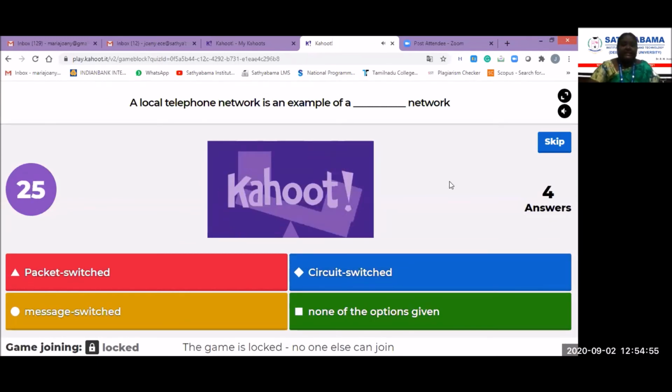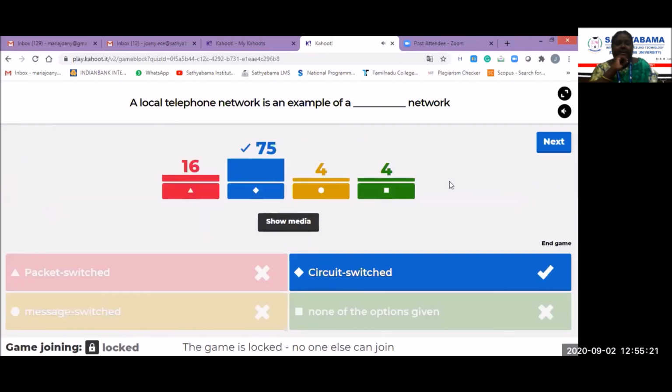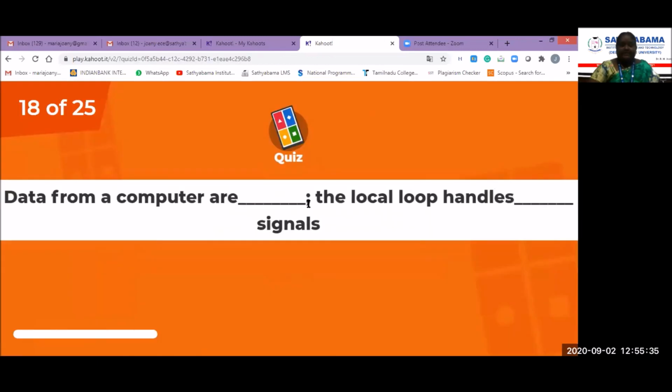whether it is going to be a circuit switched or packet switched. Circuit switched means physically it will be connected by means of wires, and the connection will be established. Now let us see how many of you are answering it correctly. Yes, it is circuit switched. A local telephone network is an example of a circuit switched network.